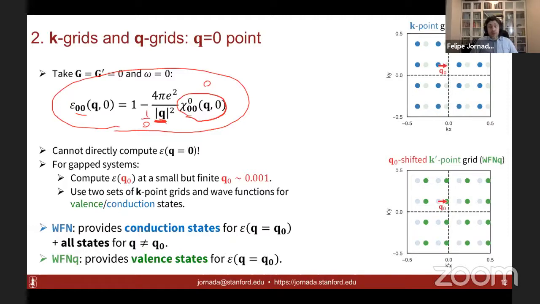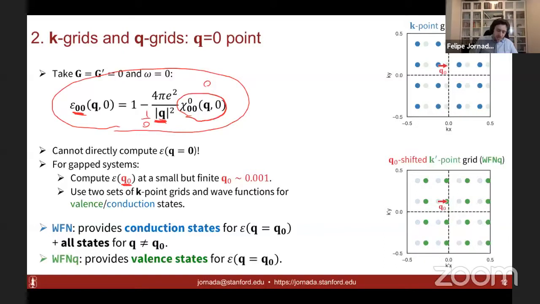We cannot include exactly the point Q equals 0 to compute the dielectric matrix, so we use a trick. We evaluate the dielectric matrix at a very small wave vector, but this very small wave vector is still finite. For instance, we use Q of the order of 0.001 in crystal coordinates. And then we can basically separate wave functions associated with conduction states and wave functions associated with valence states.